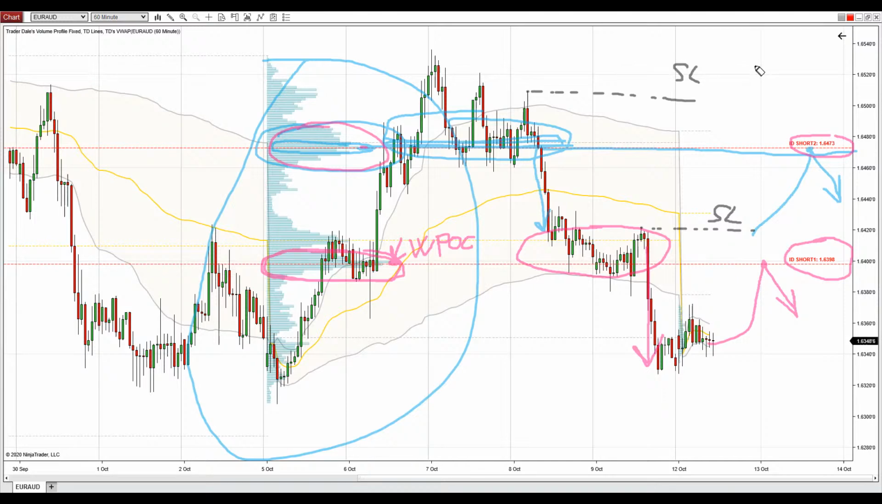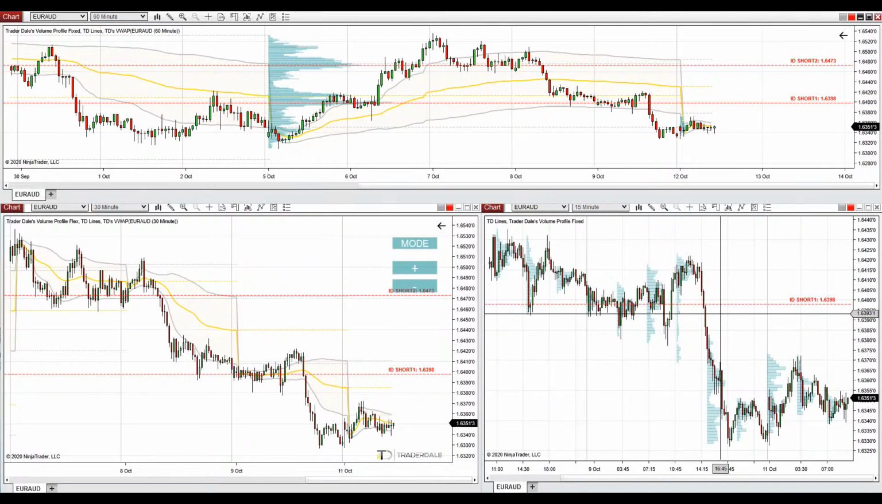So it's wider than usual intraday trade, but because those trades are based mostly on a weekly volume profile, then it's best to use a wider stop loss like that. Alright, so that's for the euro Australian dollar, and let's now move into the Australian dollar Swiss franc.